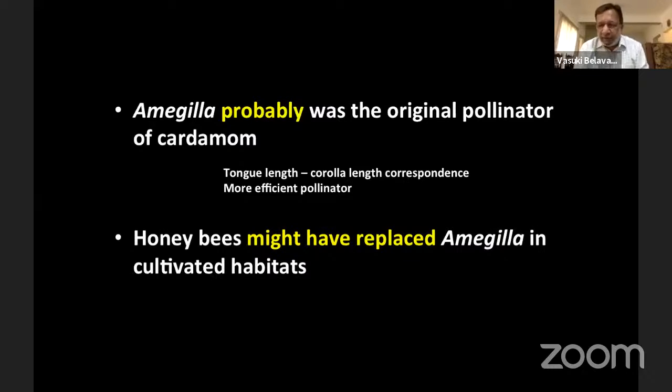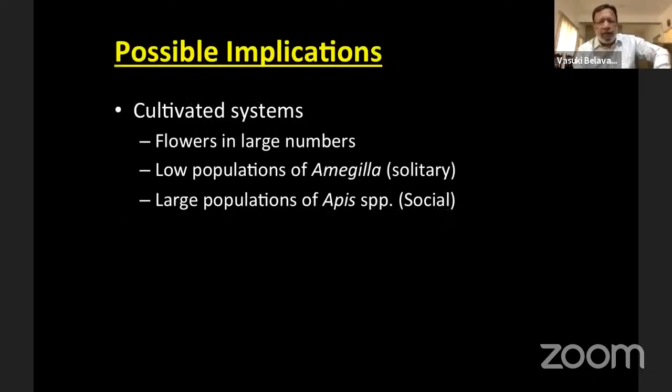In the cultivated habitats, you have a larger number of flowers. Amegilla being a solitary bee, the number of bees available is very small, so they will not be able to visit all the flowers that are available. Honeybees, being opportunistic flower visitors or nectar harvesters, take advantage of that, and they actually compete with Amegilla, and then Amegilla move out. So the honeybees will be more abundant in the peak flowering seasons, and that's how we get higher activity of honeybees. Now the next question is, what are the implications of this?